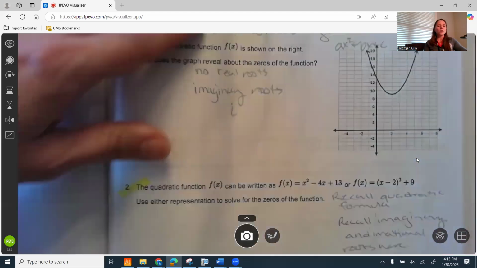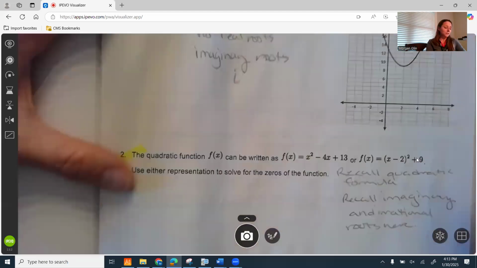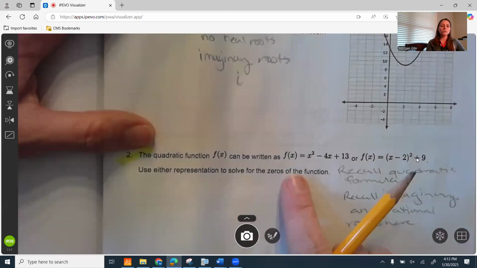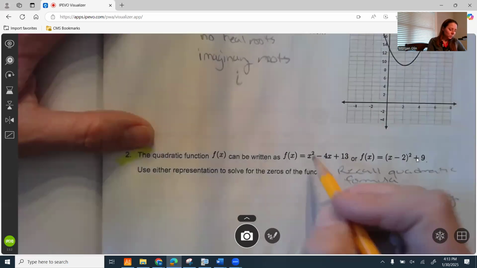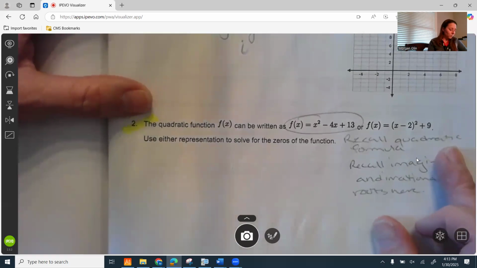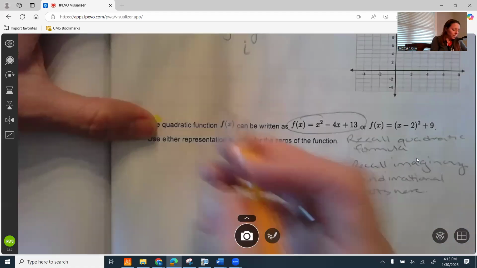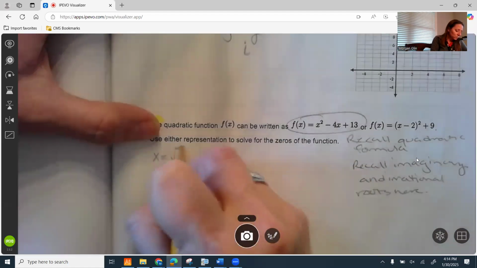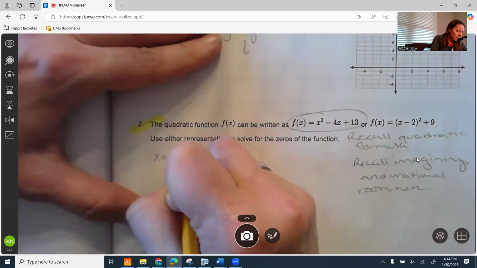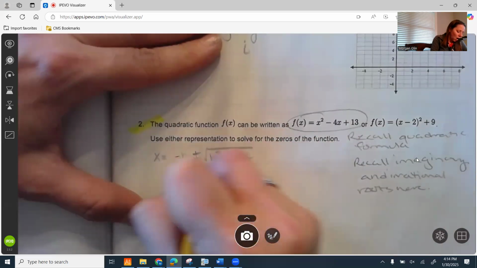So let's look at this. The quadratic function, which was this graph right up here, can be written like this or this. Use either representation to determine the zeros. I'm going to use this one, and I'm going to recall the quadratic formula. I'm just doing this briefly, so if you need to, go watch a video on it. The quadratic formula is x equals negative b plus or minus the square root of b squared minus 4ac, all over 2a.